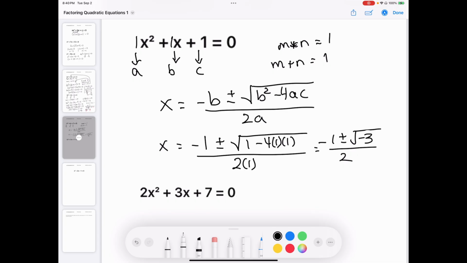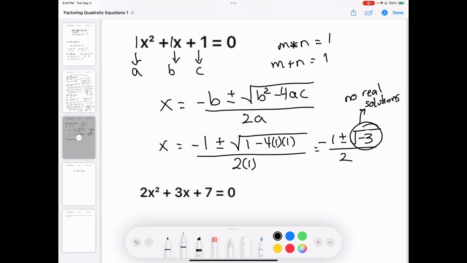So if you remember from the last video, whenever the discriminant, which is this b squared minus 4ac term, is less than 0, we say that there are no real solutions.